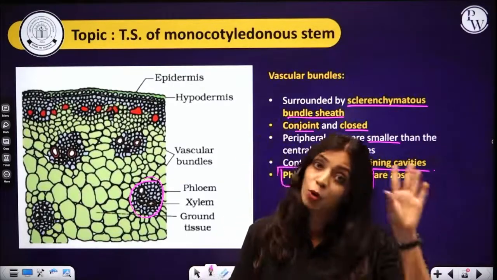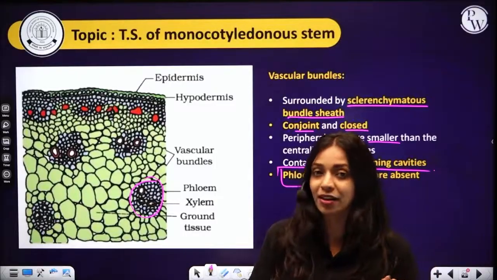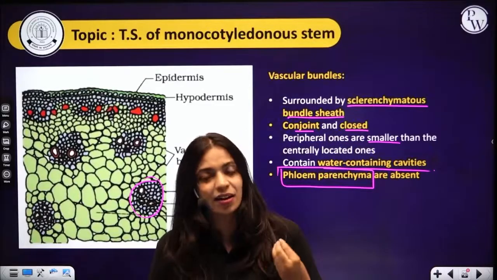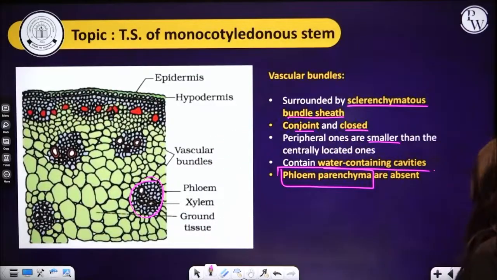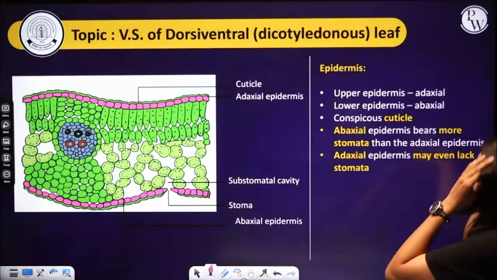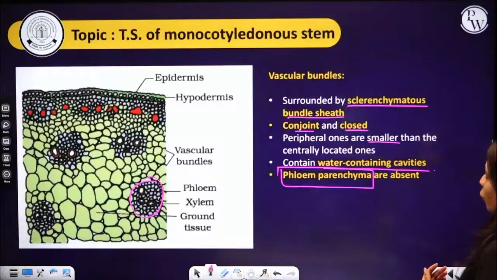When I discussed phloem also, I told you that parenchyma is usually absent in monocots. It is mostly found in dicots, right? So the same thing is repeated here. So that's about the TS of a monocot stem.